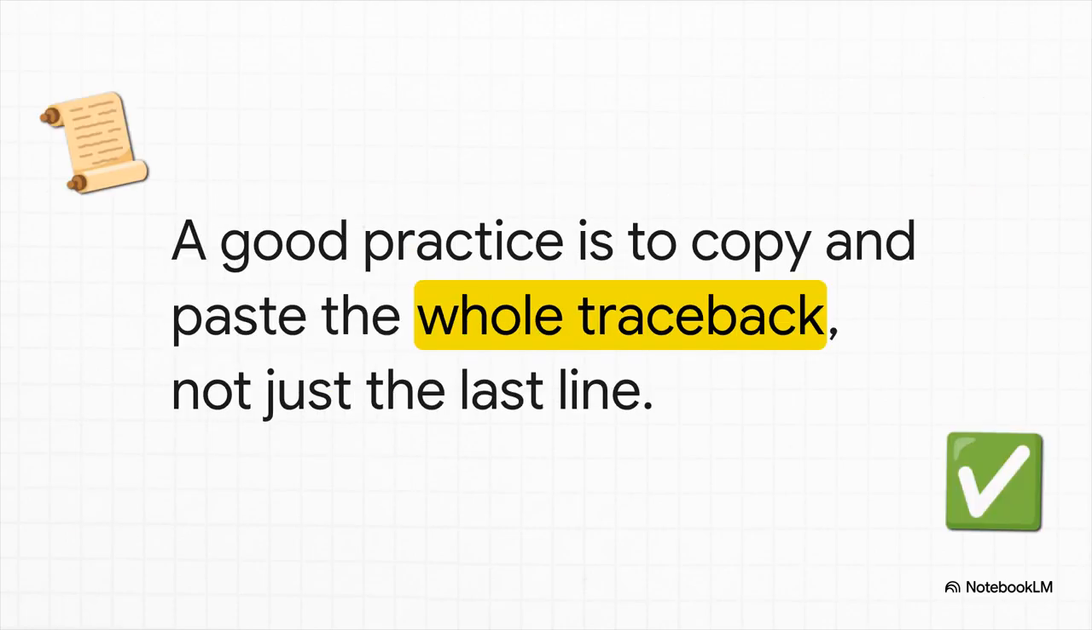Okay, here's another super common mistake. Only posting the very last line of an error message. It might feel like you're saving space, but you're actually hiding all the crucial clues. The full traceback tells the story of what your code was doing right before it crashed. Don't rob your helpers of that story.